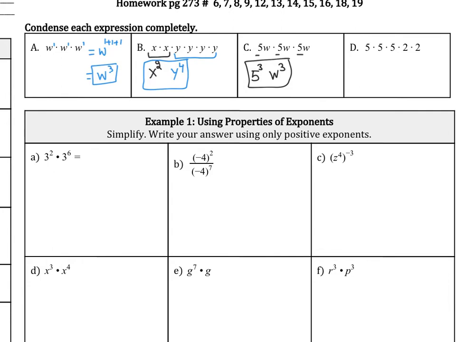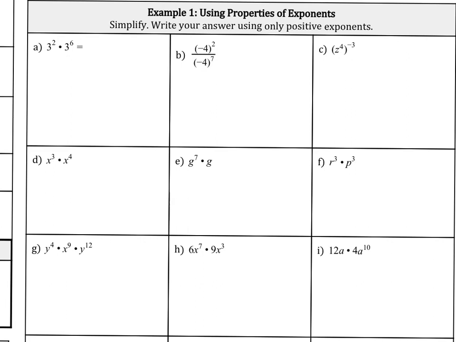For letter D, you're going to combine this as 5 to the power 3 and 2 to the power 2. So the answer is 5 to the power 3 times 2 to the power 2. Example number 1, using properties of exponents.